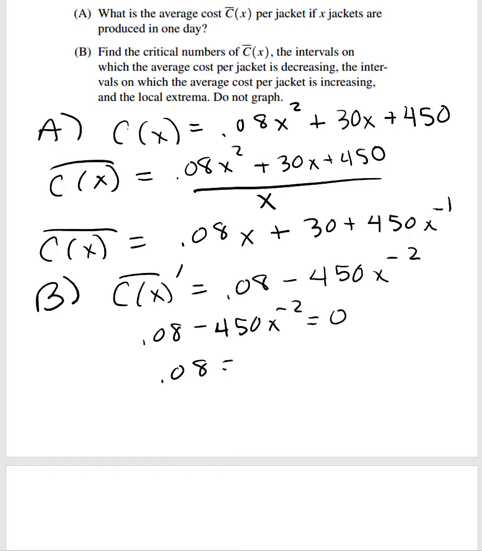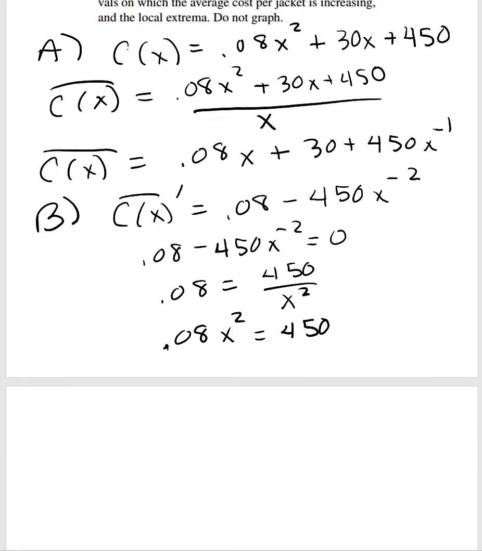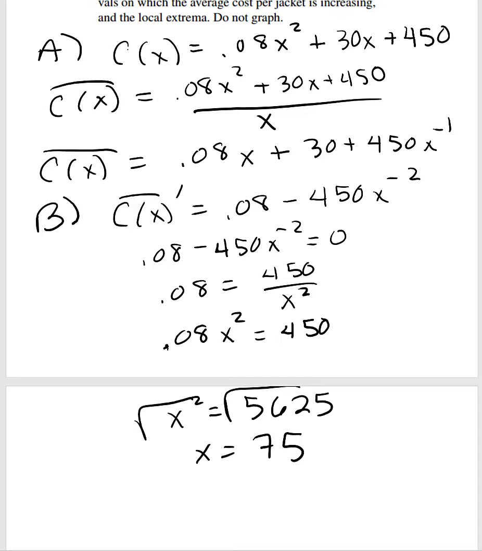So 0.08 equals 450, and I'm going to write this over x squared. So the 450x to the negative 2 moved to the right, and I changed it back to a fraction. I'm going to bring the x squared over with the 0.08, so I have 0.08x squared is 450. Then I'm going to divide by 0.08 and get x squared equals 5,625. Take the square root, I get x is 75. Now, a lot of times when we take the square root, we say plus or minus. But here we're making jackets, and I can't make negative jackets, so I only need to keep the 75. I have one critical number.